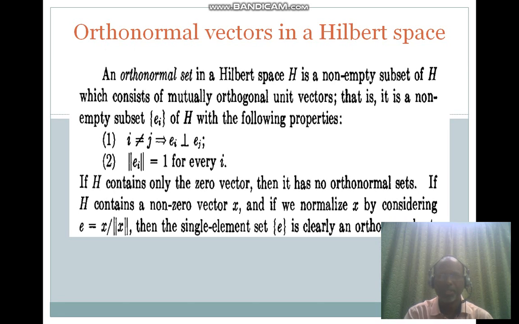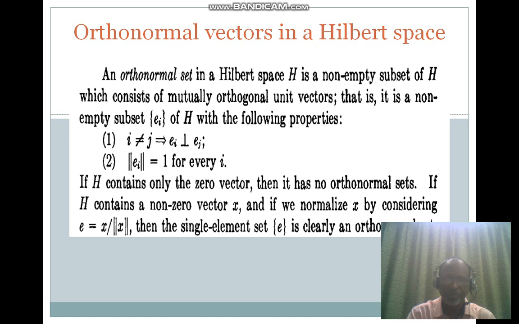An orthonormal set in a Hilbert space is nothing but a set of mutually orthogonal unit vectors with the properties stated here, 1 and 2. If i is not equal to j, then ei is orthogonal to ej, and the norm of ei is equal to 1. Orthogonal means the inner product is equal to 0. If H contains only the 0 vector, then it has no orthonormal vectors.